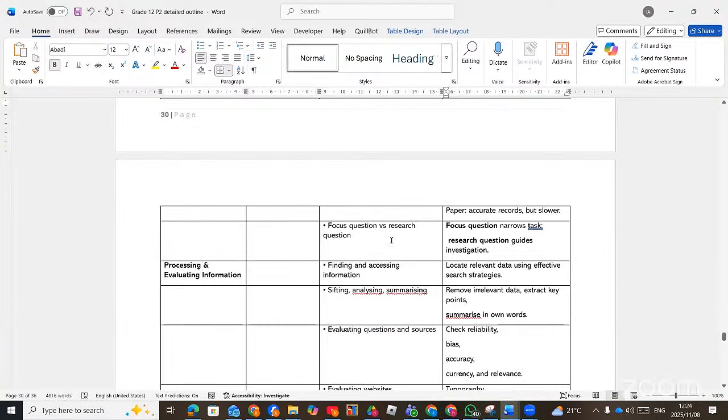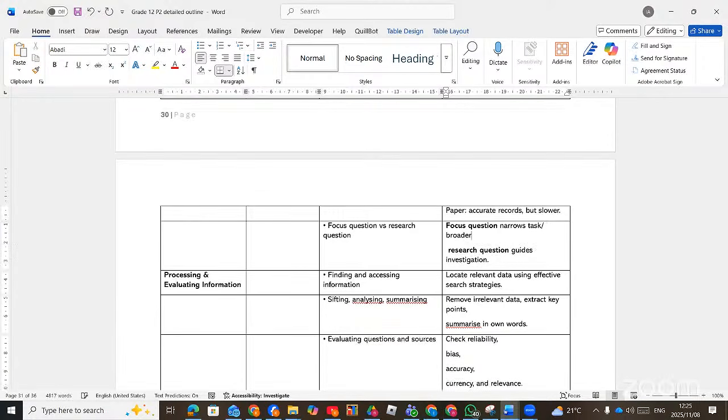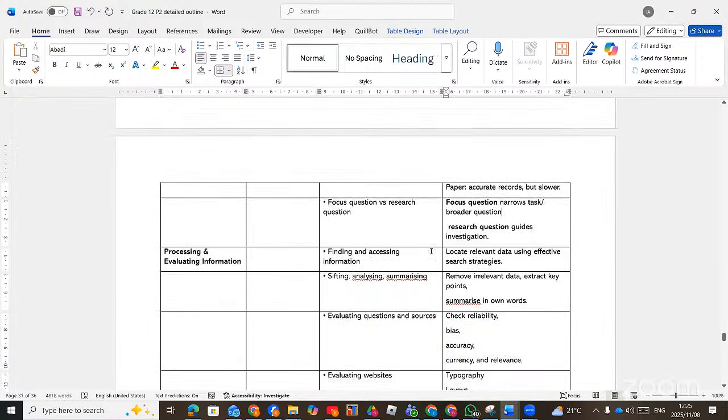The focus question is the narrow task, the broader question. And then the research questions also depend on the focus question. So when they ask to differentiate between them, the narrow task or broader question, and it should be one question. The research question depends on the focus question.